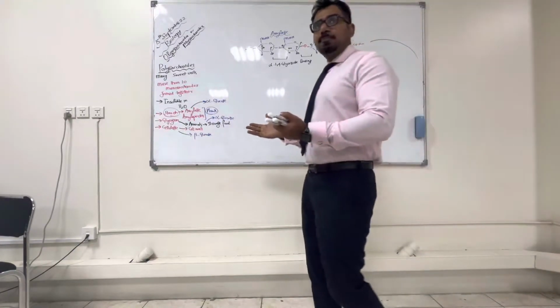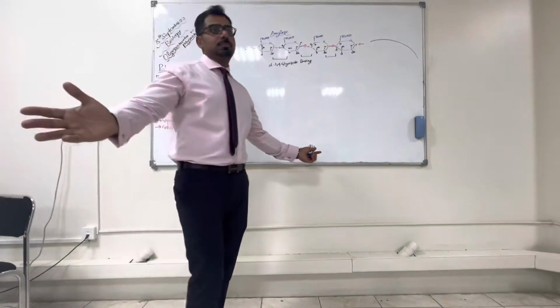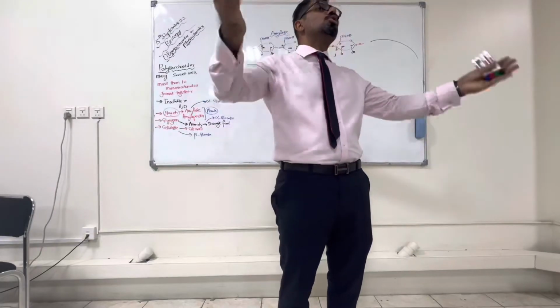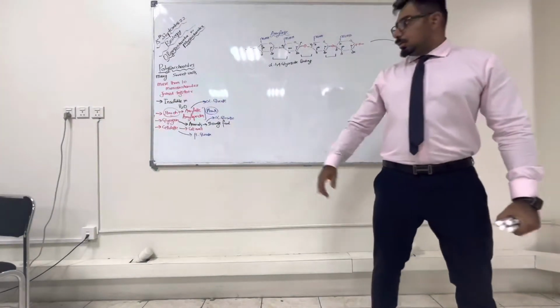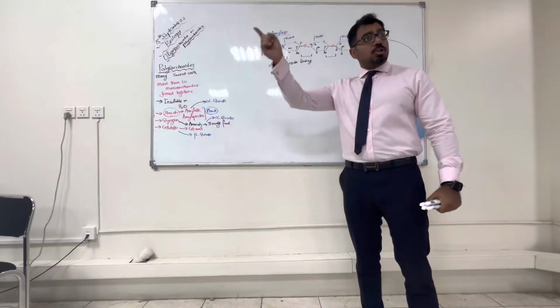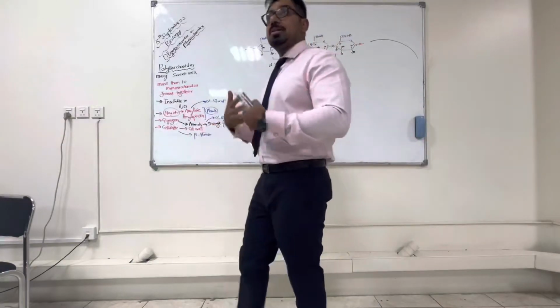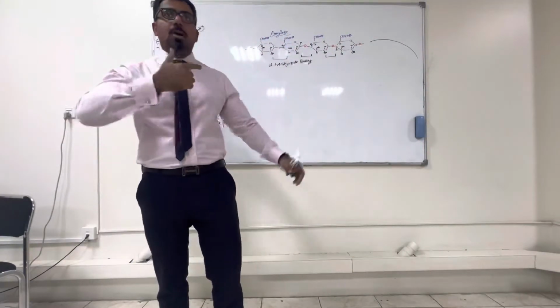So that's why starch is not a structural protein. It is not used in making any structure. Cellulose is a structural protein. Remember that? Because it makes a structure, the cell wall, because its chain is straight. We'll talk about it inshallah.